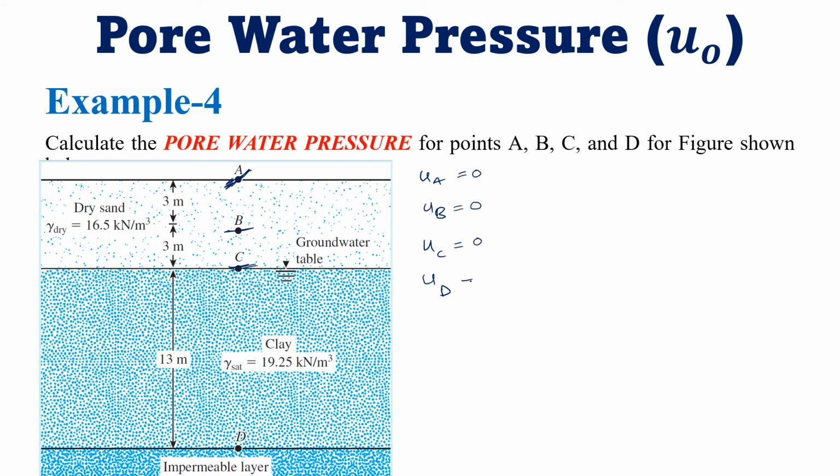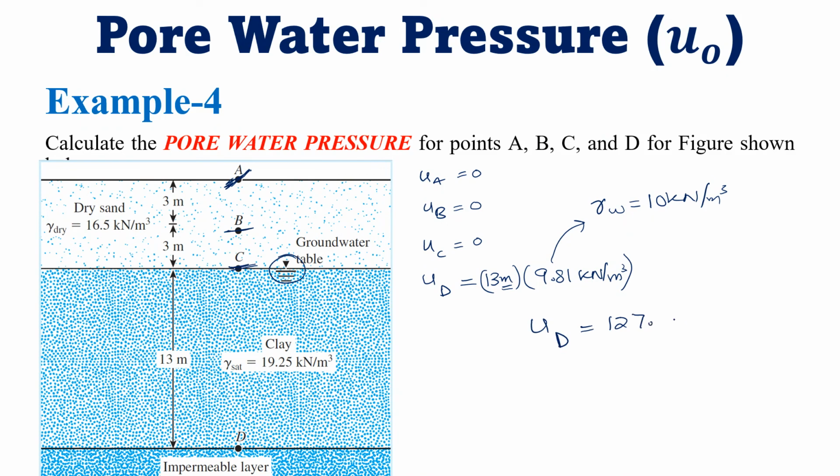So what will be UD? This will be simply the depth of water above D. So this is the water table. What is the depth of D from C? This is 13 meters. So we will write 13 meters times the unit weight of water. This is the SI system, so the unit weight of water is 9.81 kilonewton per meter cube. For simplification, mostly authors use gamma W equal to 10 kilonewton per meter cube. So here it will be 13 times 9.81, which is 127.53 kilopascals. Pore water pressure is also a stress.